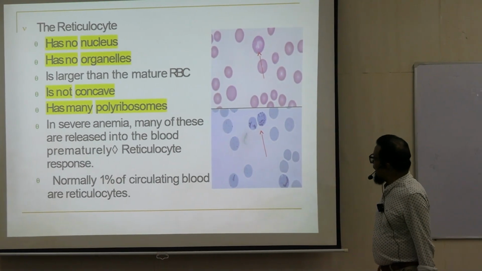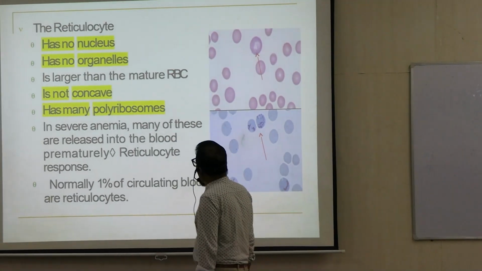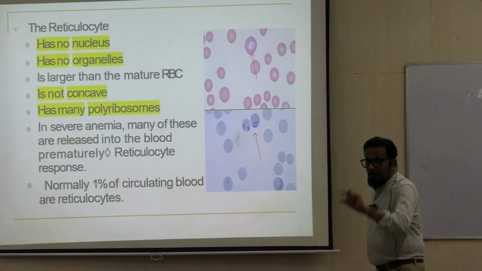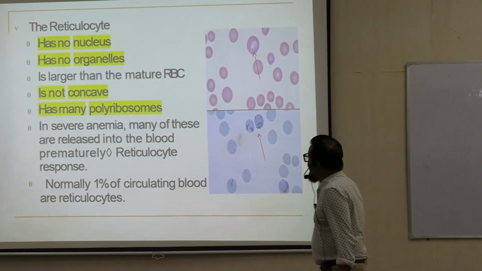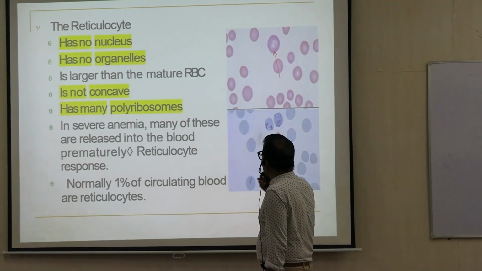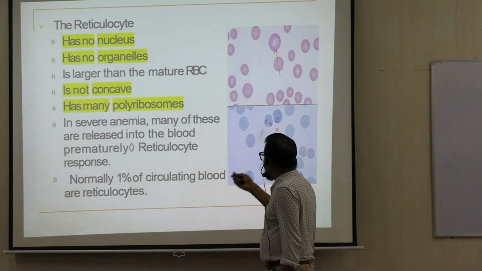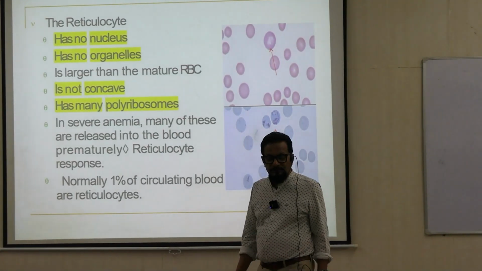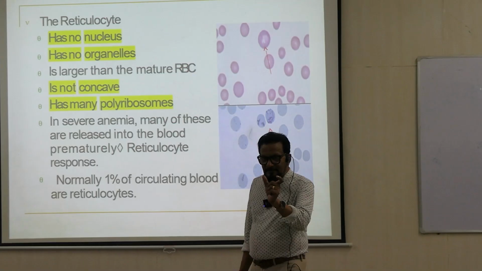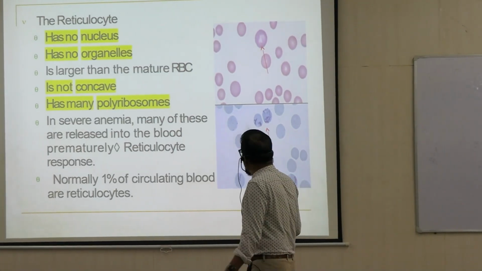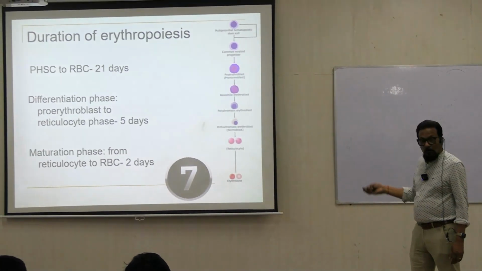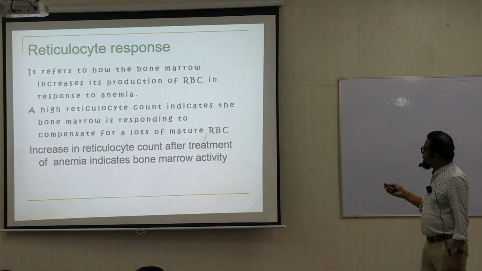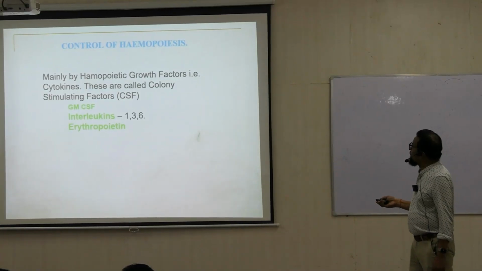Reticulocyte has no nucleus, has no organelles, is larger than the mature RBC, is not biconcave, has many polyribosomes. In severe anemia, many of them are released into the blood prematurely. It is called reticulocyte response, and the process is reticulocytosis. Already told the durations. These are the changes you notice.